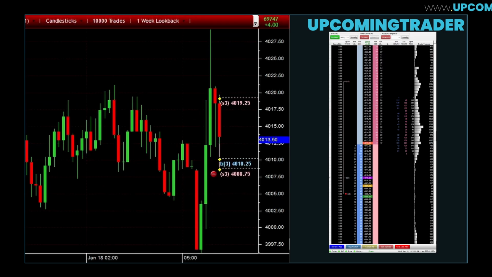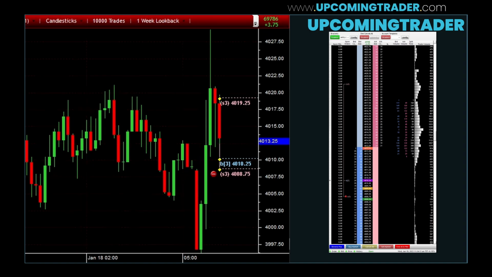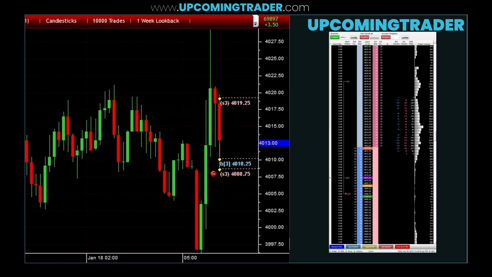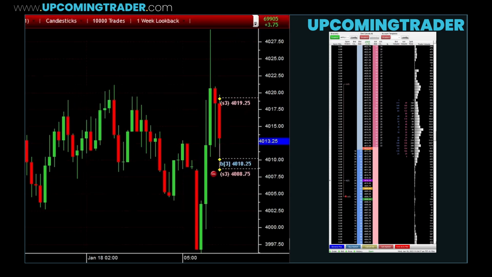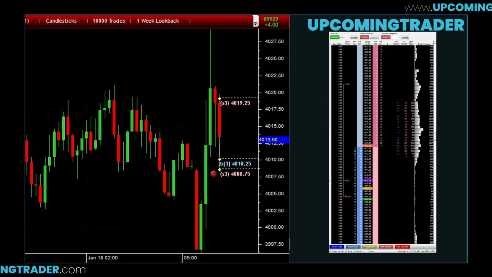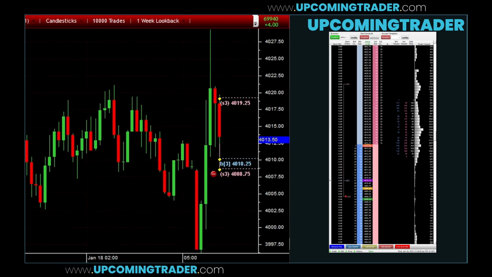These high volume areas can act as strong points where the price could stop and change direction. On the other hand, places with little volume mean the price may move quickly through those levels, and that can show you where a breakout might happen.